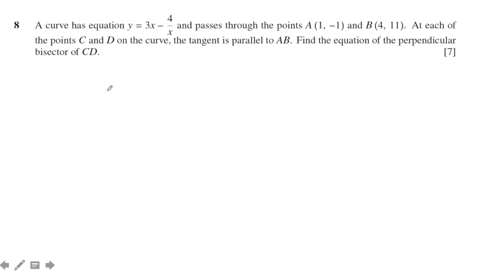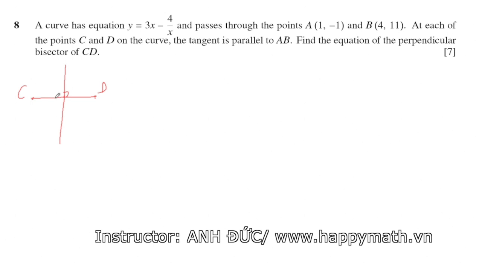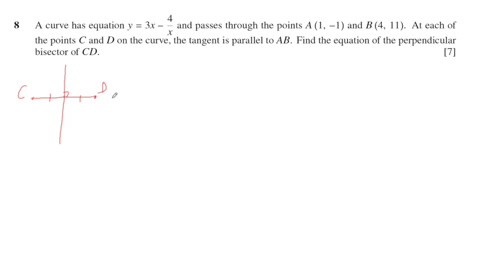The perpendicular bisector of CD means the line will pass through the midpoint of CD and be perpendicular to CD. So the easy way to find the equation of the perpendicular bisector in this case is to find the coordinates of C and D. For C and D, you have the information that the tangent at C and D is parallel to AB.